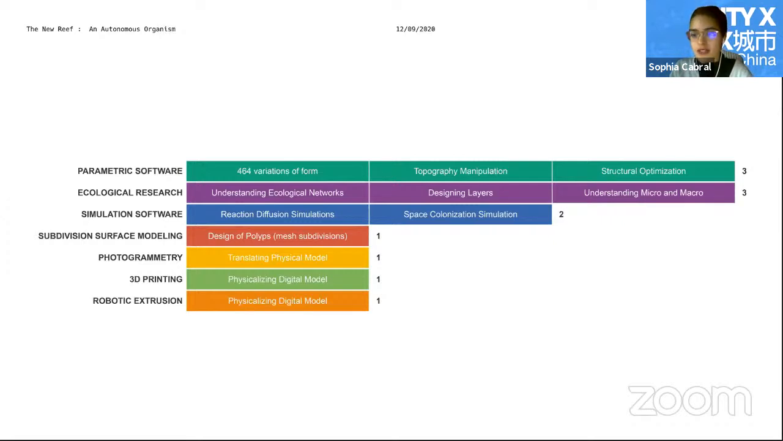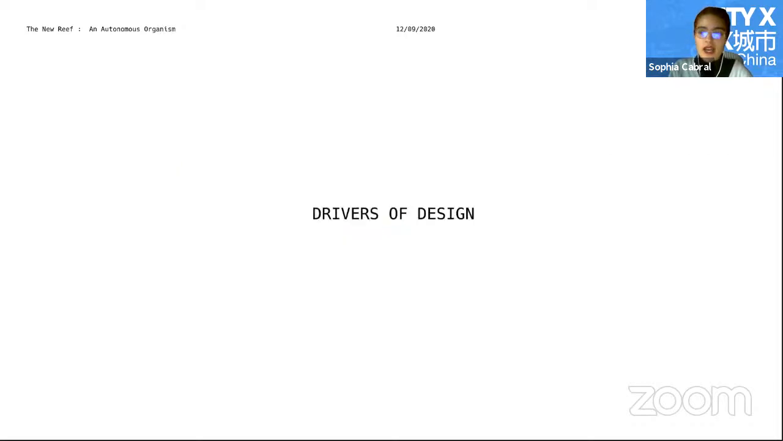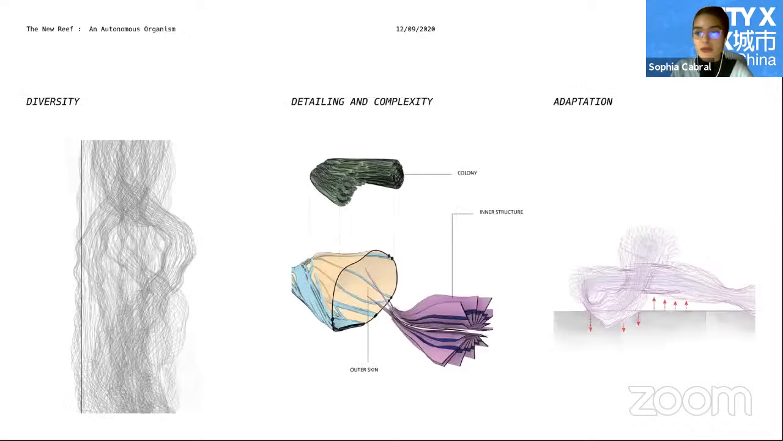It's not a linear process, which is unlike the way that a lot of architects work. So it was important for us to integrate a lot of different processes, as many as we could throughout this semester, including these that are shown in this graph. Some of the drivers for our design that we tried to achieve were diversity, detailing and complexity, and adaptation to the surrounding.